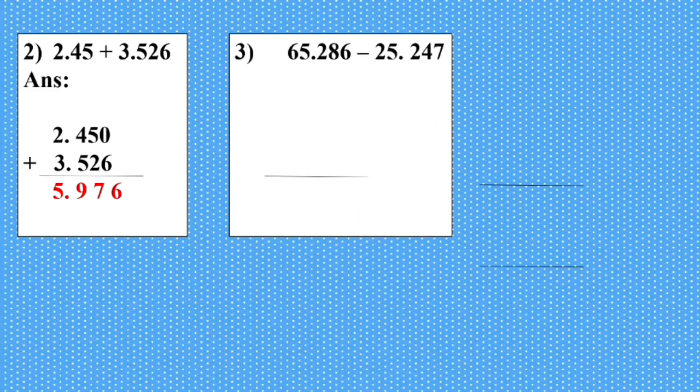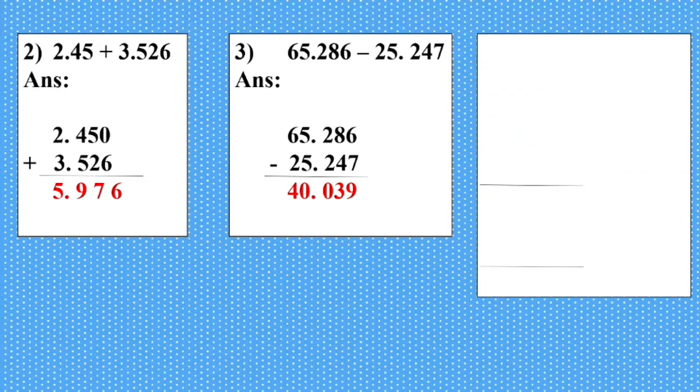The next one is given: 65.286 minus 25.247. Arrange the numbers. So 6 minus 7 we can't do. So cut 8, make it 7. Here it became 16. 16 minus 7 we get 9. 7 minus 4 we get 3. 2 minus 2 is 0. 5 minus 5 is 0. 6 minus 2 is 4.